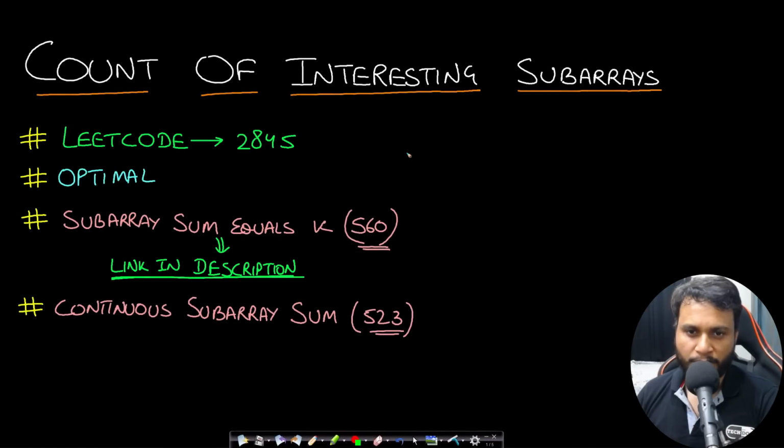Hello guys, welcome back to TechDose, and in this video we will look at the Count of Interesting Subarrays problem, which is from Leetcode number 2845. This problem is based on the Subarray Sum Equals K problem, which is from 560, and also the Continuous Subarray Sum problem, which is a variation of Subarray Sum Equals K.